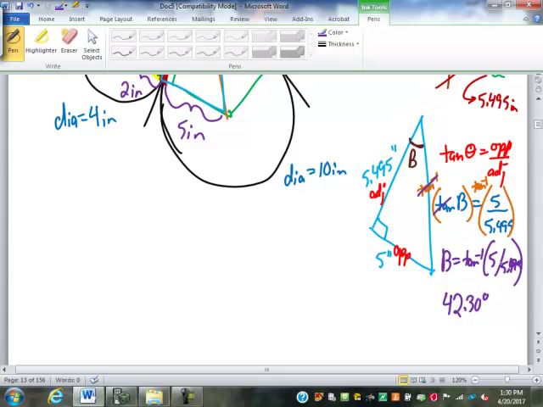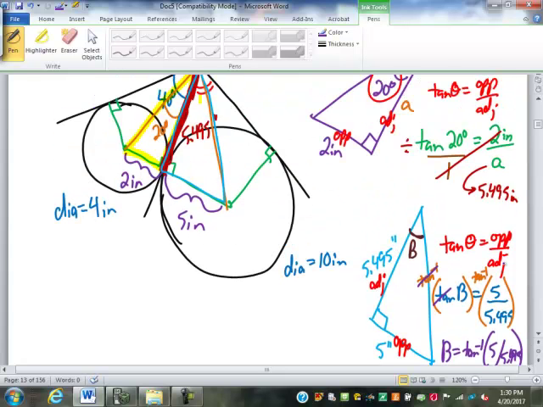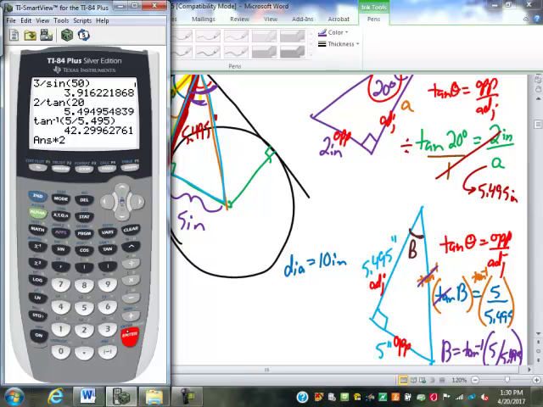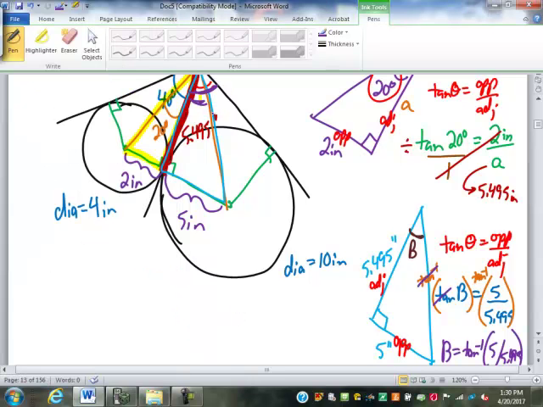Is that what my answer is? That's this right here. I want this right here, so I have to double it, multiply by 2. So 84.60 degrees is my answer. See how slick that works?